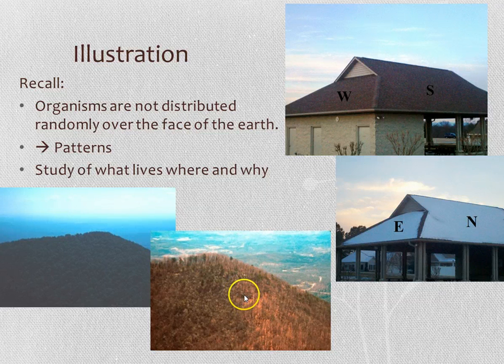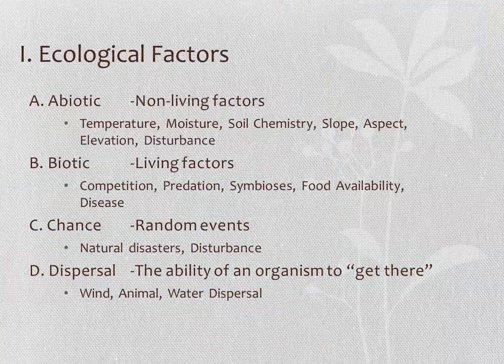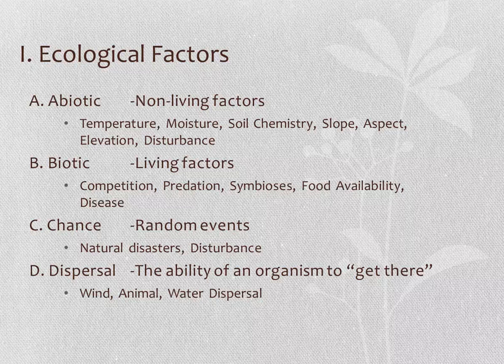So we'll eventually talk about additional abiotic factors and how they can influence distributions and abundances as we get out in the field. In addition to abiotic factors, you also have biotic factors, which are living factors, things like competition with other species for limited resources, predation, symbioses, species living in close relationship with other species, food availability, and also disease. All of those are living factors that can play a pretty significant role in some of the patterns that we see.